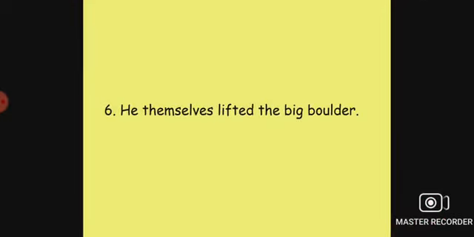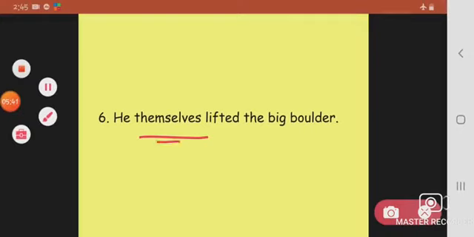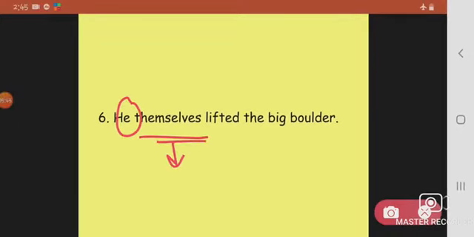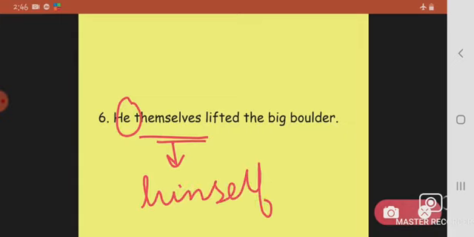He themselves lifted the big boulder. He themselves lifted the big boulder. What will be used in place of themselves? With he, we will use himself. Very good. All these are compound pronouns. He himself lifted the big boulder.